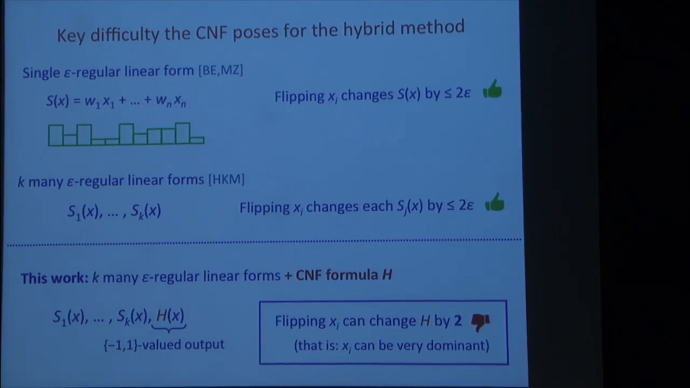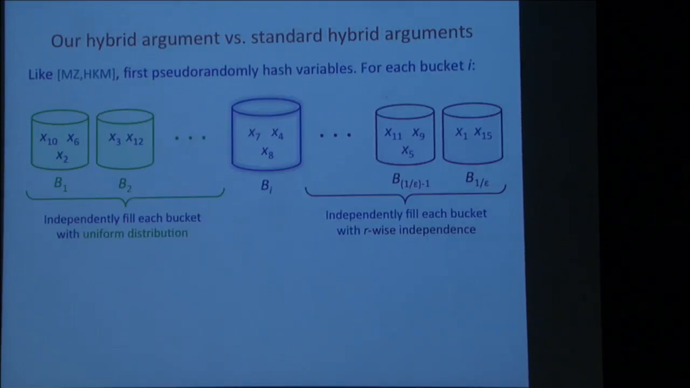And that doesn't seem very compatible with a Taylor's theorem type argument or a hybrid argument to show that at each step, the change is small. So the way we get around this is by introducing a coupling idea into the hybrid argument. So I'll sketch that.